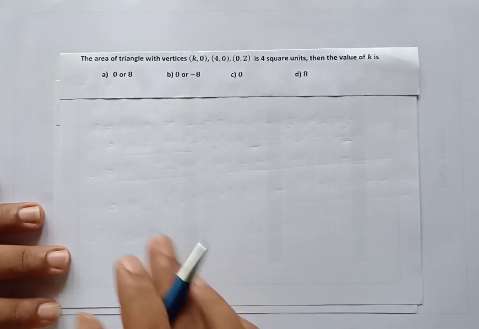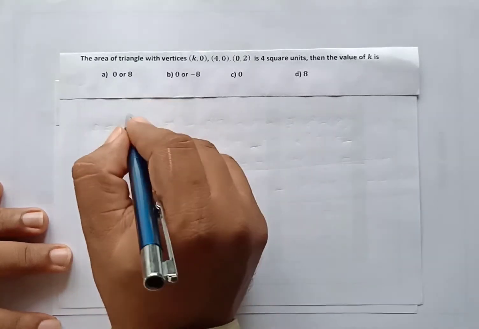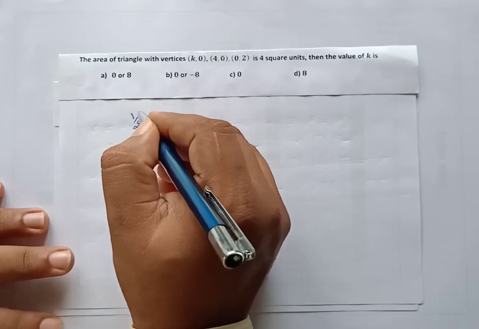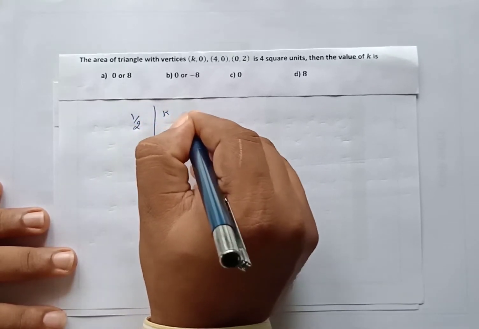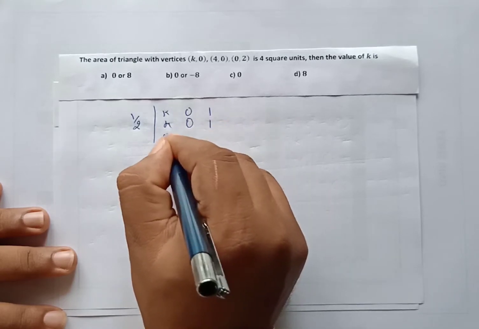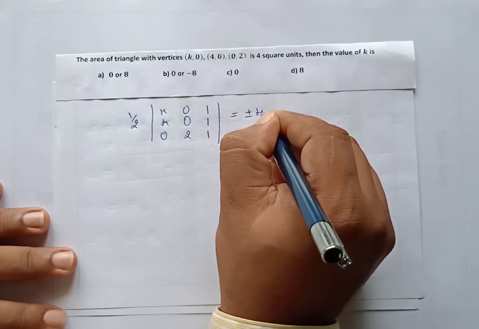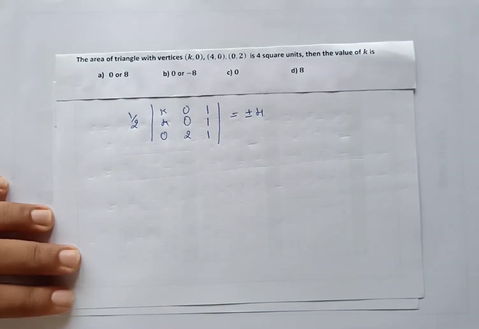Next problem. This is a theory question. The area of the triangle with the vertices is 4 square units. Then the value of k is. What is the formula to find area? Half into k 0 1 4 0 1 0 2 1. This is nothing but plus or minus 4. You know why we have to take plus or minus.